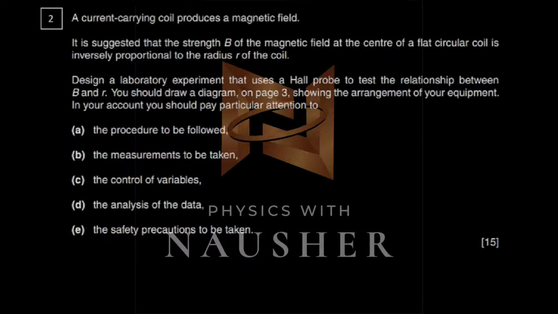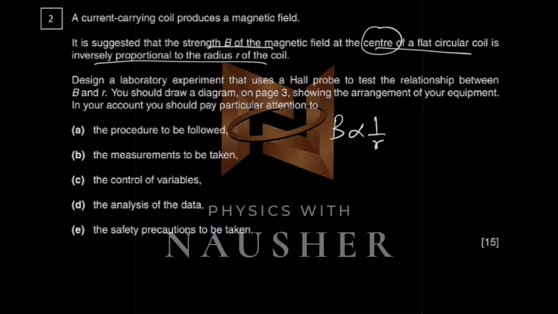Question number 2 is another experiment in which it is suggested that the strength of the magnetic field at the center of the flat coil is inversely proportional to the radius. So they're saying that B should be inversely proportional to R. This is what you need to test from this experiment. So we have to somehow vary the radius of the coil, and then we have to measure B. Now remember, to measure B, you always have the Hall probe.